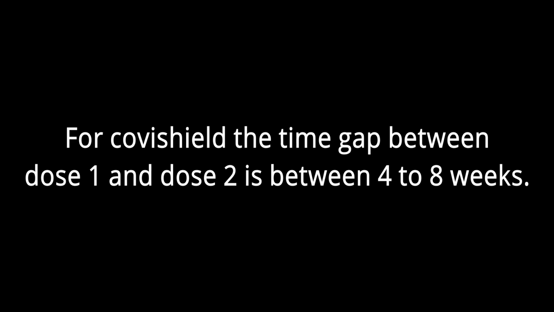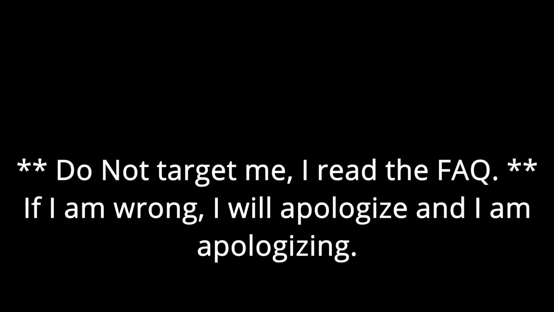If you are taking Covishield, the time period between first dose and second dose is 4 to 8 weeks. So 2 weeks extra. Why? Because the observation period is longer in Covishield rather than Covaxin. That's the simple difference, nothing much complicated. It's also 4 weeks, that also 4 weeks. So minimum is 4 weeks, maximum is 8 weeks. For Covaxin, it is minimum 4 weeks and maximum 6 weeks.